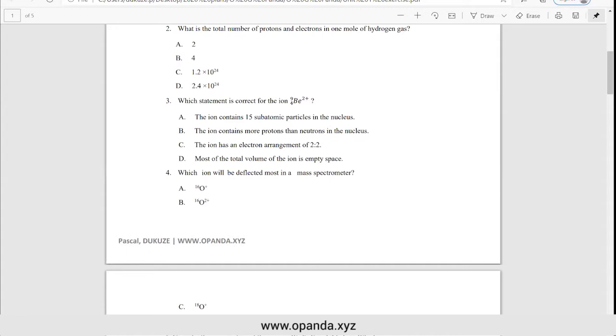Suggestions, please. A, the ion contains 15 subatomic particles in the nucleus. B, the ion contains more protons than neutrons in the nucleus. And C, the ion has an electron arrangement of 2,2, and D, most of the total volume of the ion is empty space. So which one is right? In the 4 statements we have here, which one is right?